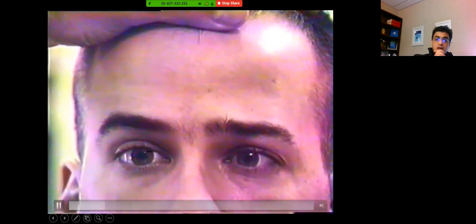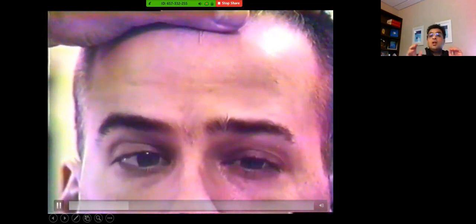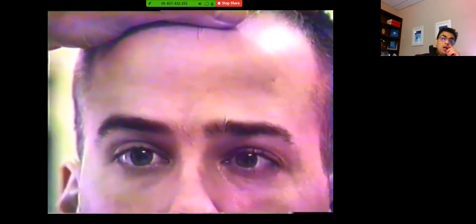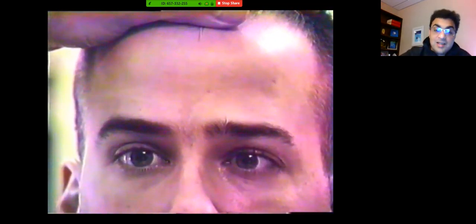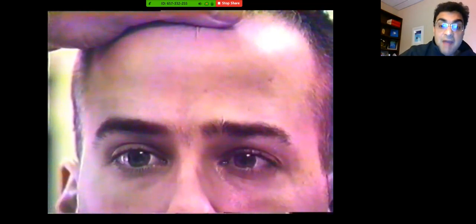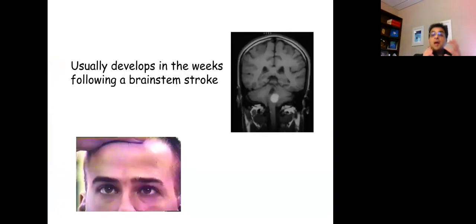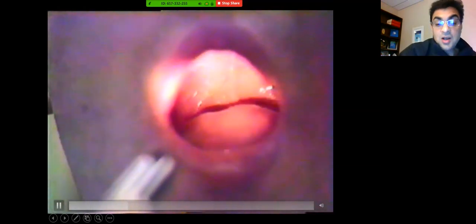What you see here is a quasi-sinusoidal, disconjugate, bilateral oscillation of the eyes. When you see that, never miss looking at the palate. When you look at the palate, we are seeing this. What you see here is palatal myoclonus. So he has ocular tremor and he has palatal tremor. And the diagnosis is oculopalatal tremor. Quiz, where does it localize to?